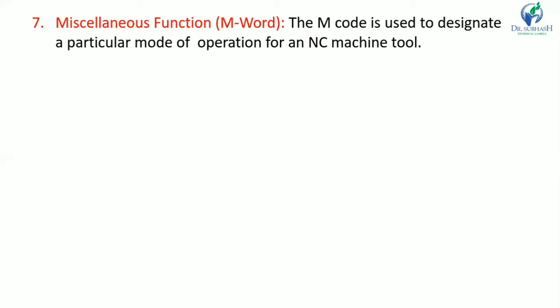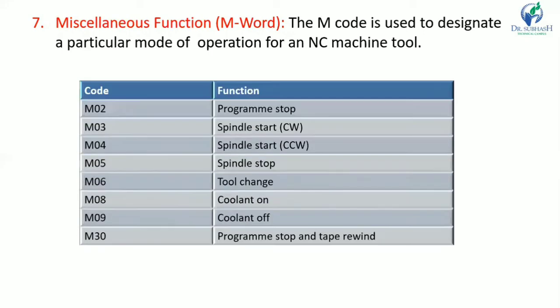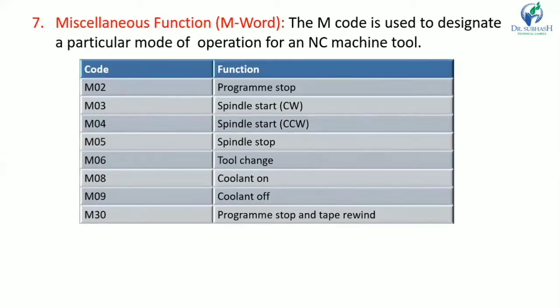Okay, so the miscellaneous functions may be spindle start, spindle stop, coolant on/off, etc. An example of an M word is M02, which indicates the end of the program. Let us see different M codes used in CNC machines. These are the main miscellaneous functions. There are numbers of miscellaneous functions, but as far as our syllabus is concerned, we have identified these.